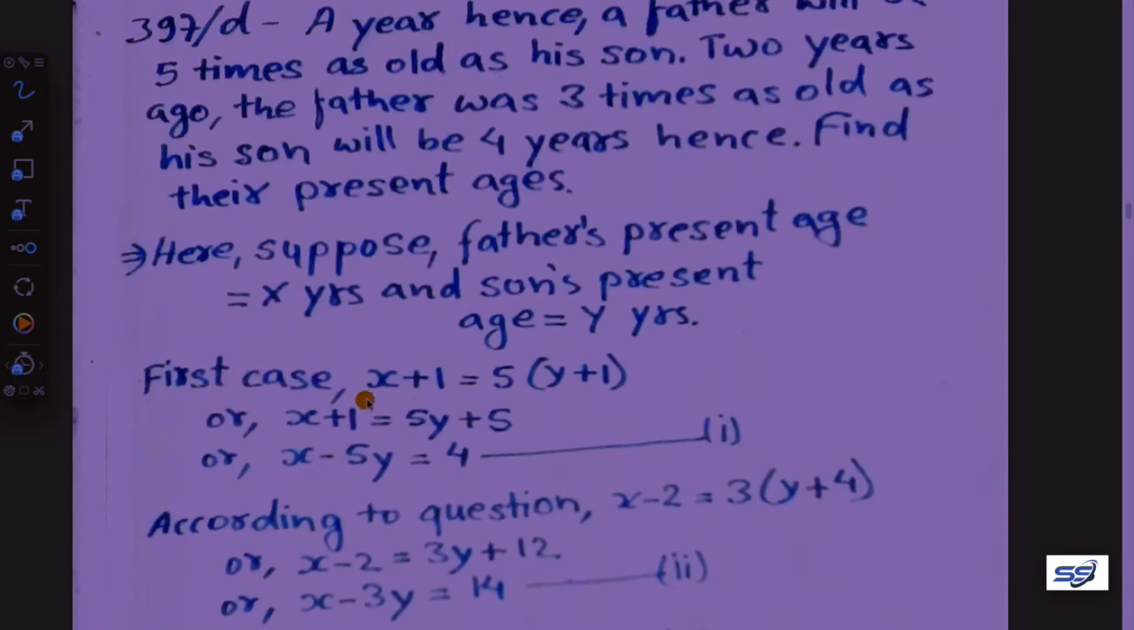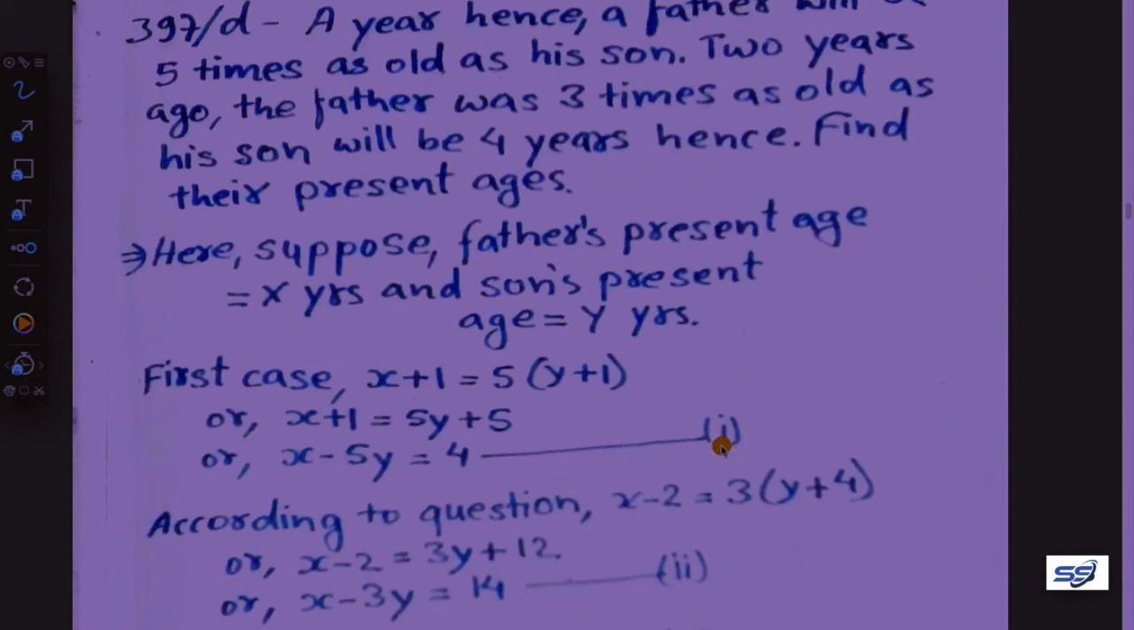Now see here, first case means first condition of our question. Here given a year hence means x plus 1, equal to 5 times, 5 times means y plus 1 into 5. Now make this equation a little bit simple. Or x plus 1 equal 5y plus 5. Or x minus 5y, here side change of 5y comes as minus, x minus 5y equal 5 minus 1, 4. Comes as x minus 5y equal 4. Let this be equation 1.